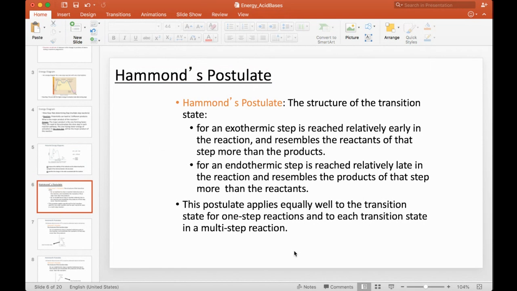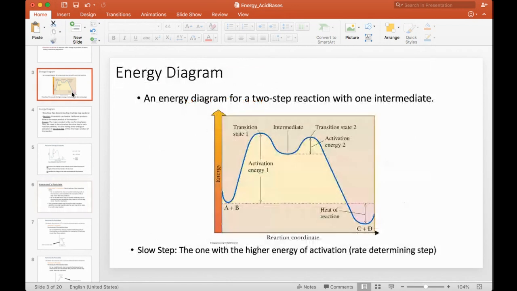And Hammond's postulate is a really important postulate because it helps us to understand what is happening structurally in the reaction. I didn't mention, but I want to go back here to the first picture. Same 2 steps. First step is endothermic, second is exothermic. So right here, the higher energy point in a single step, we call that the transition state. Okay, transition state. That's a higher energy in a single step.